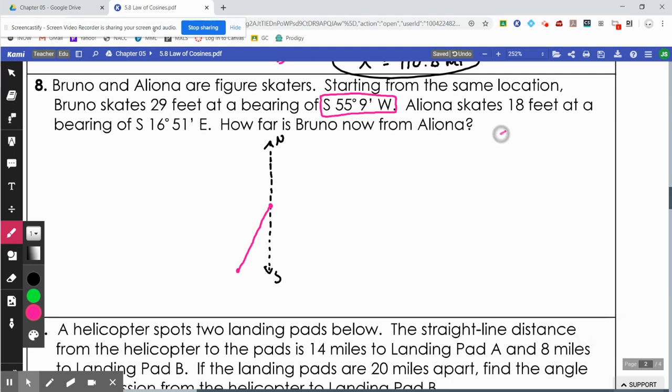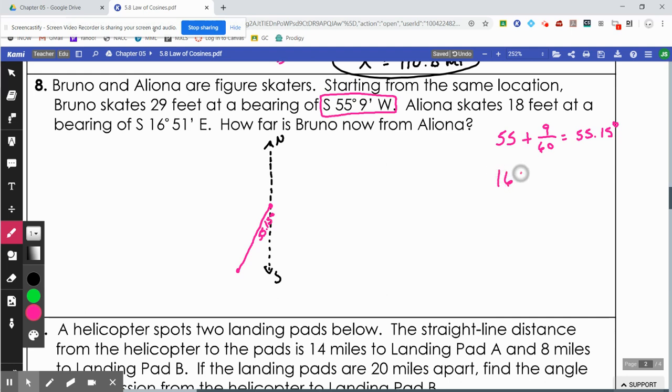So we need to take that 55 degrees plus 9 minutes, which would be 9/60ths, and change that to a decimal. And that would be 55.15 when we do that. So therefore, this is a 55.15-degree angle. Now, Aliona skates 18 feet at a bearing of 16 degrees 51.